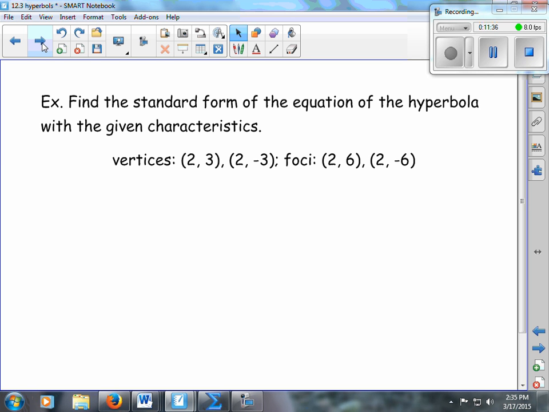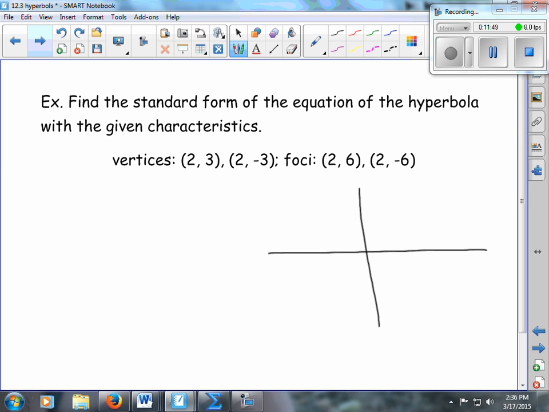All right, now we're going to go backwards. I'm going to give you some information about the hyperbola, and you need to come up with the standard form. Again, I like to work from a sketch. It helps me figure everything out.